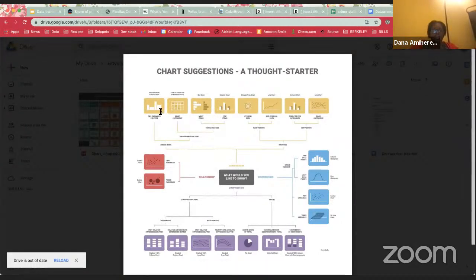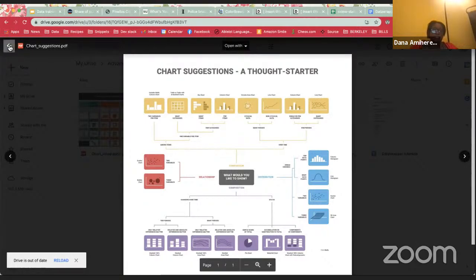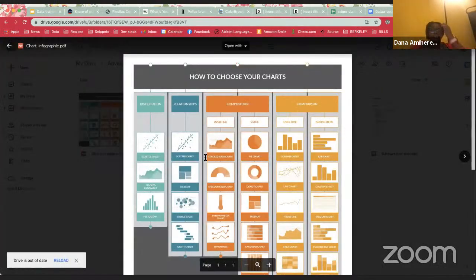The first one here color codes the different categories of charts. You've got comparison, distribution, composition, and relationship. You start in the middle, and it asks you what you would like to show. You pick whichever one of those things you're trying to show, and you go from there, figuring out what type of data you have, moving through this flowchart to get to the chart that fits your data the best.